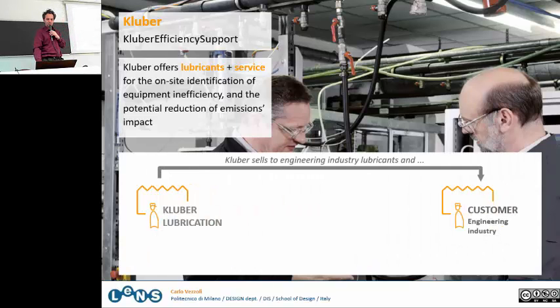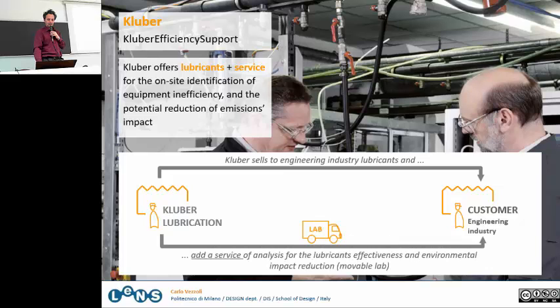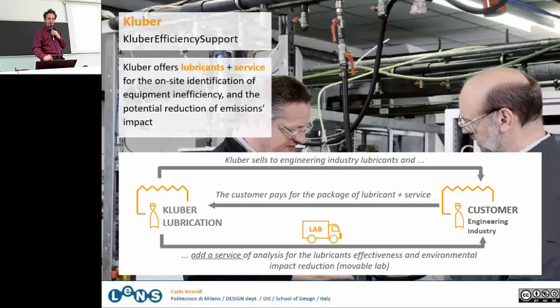So Kluber is offering the lubricants, but also the service for on-site identification of the best use of them, and the customer pays for the package. So it's not just paying for the lubricant; it's all inclusive. Lubricant plus the service is the package. It's all inclusive.